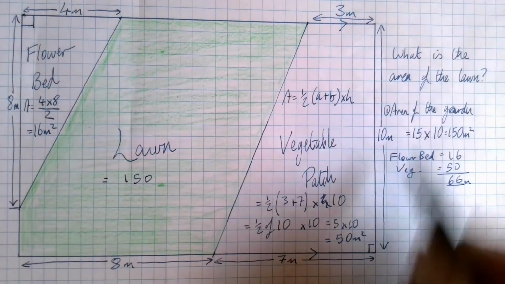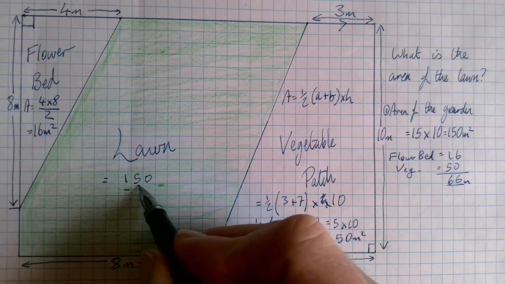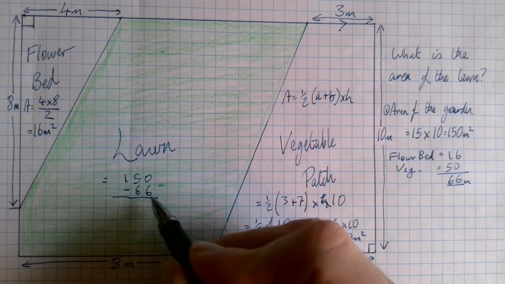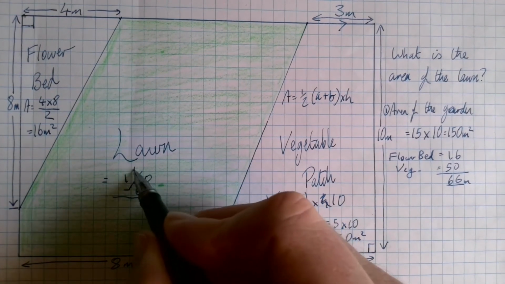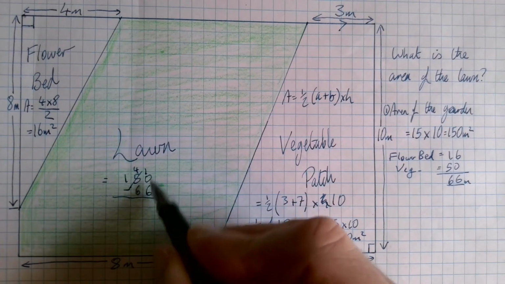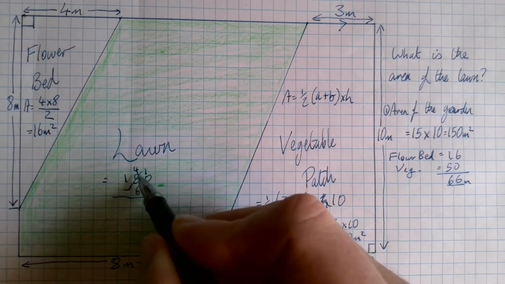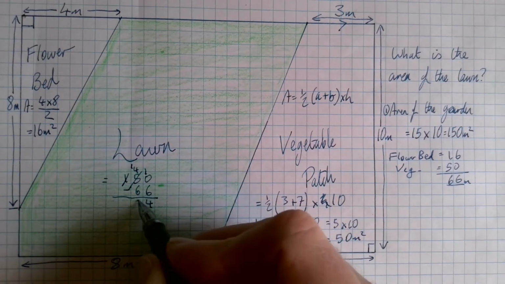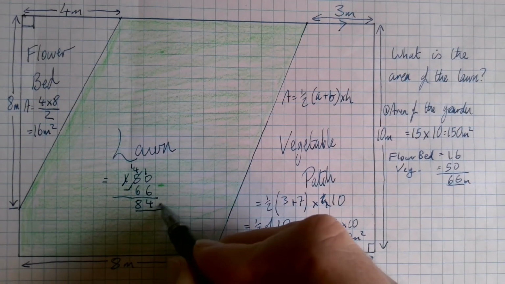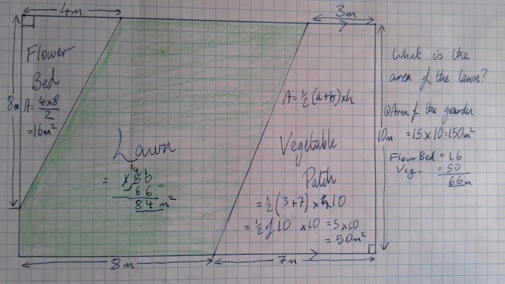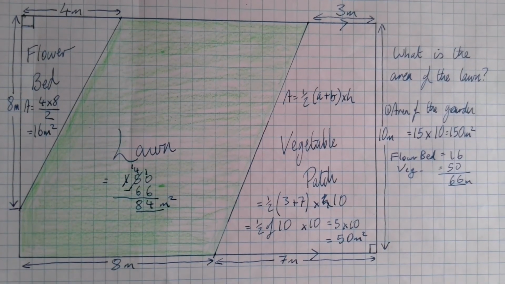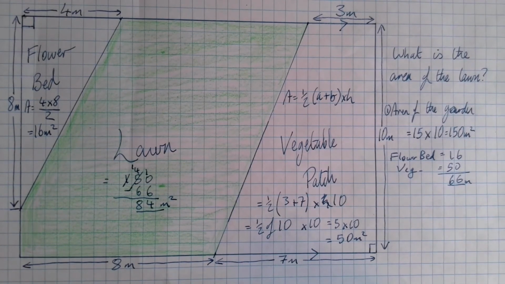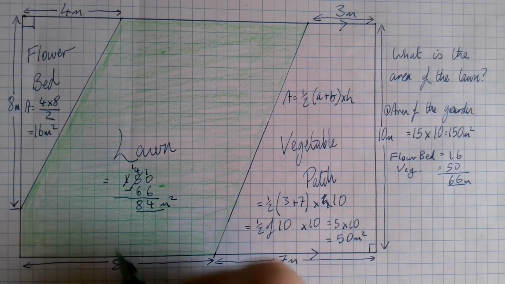150, the whole garden, take away the vegetable patch and the flower bed. 6 from 0 you can't do, borrow from the tens. 6 from 10 is 4, 6 from 4 you can't do, take the 100 over, 6 from 14 is 8. So the lawn is 84 meters squared. But I've got one more question for you. What is that in square centimeters?